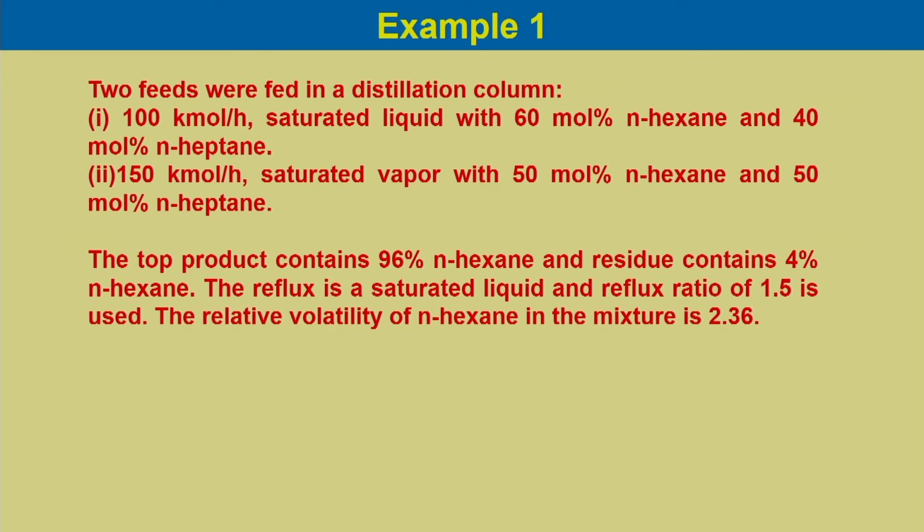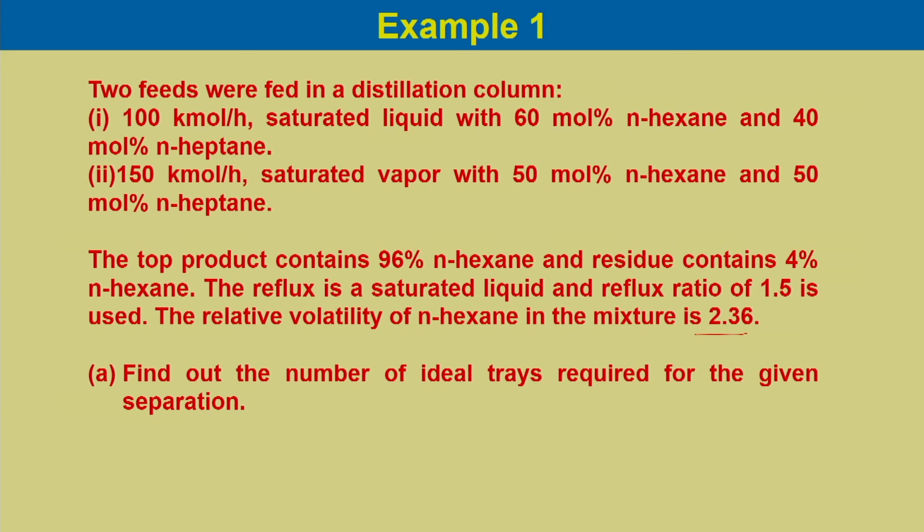The top product contains 96% n-hexane and the residue contains 4% n-hexane. The reflux is a saturated liquid and a reflux ratio of 1.5 is used. The relative volatility of n-hexane in the mixture is 2.36. We need to find out the number of ideal trays required for the given separation and identify the location of the feed trays.